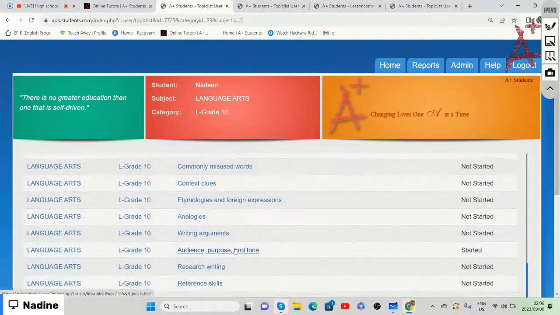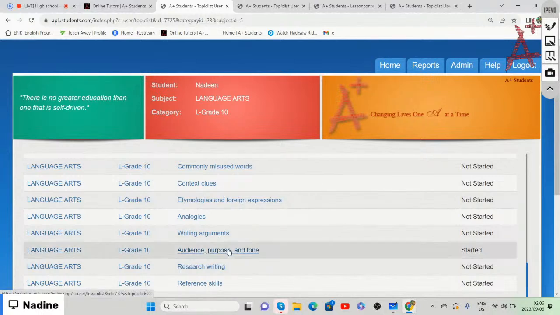So I've been hopping around, doing different grades. Today we're going to the grade 10 chapter on audience, purpose, and tone. So we are in grade 10, and the chapter is audience, purpose, and tone.